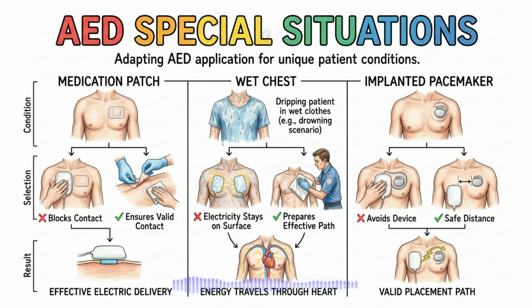If the patient has a medication patch on their chest, you must remove it with a gloved hand and wipe the skin clean before placing the pad. If the patient has a wet chest from drowning or heavy sweat, you must quickly dry the skin so the electricity travels through the heart instead of across the surface of the water. Furthermore, if the patient has a visibly implanted pacemaker, you must place the AED pad at least 1 inch away from the device to avoid blocking the shock.